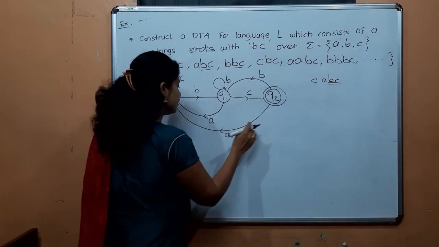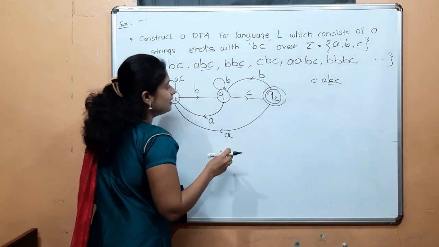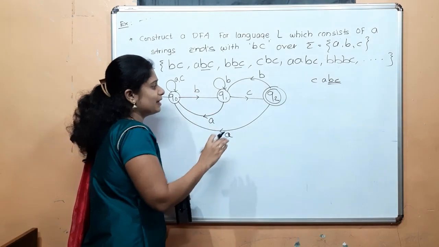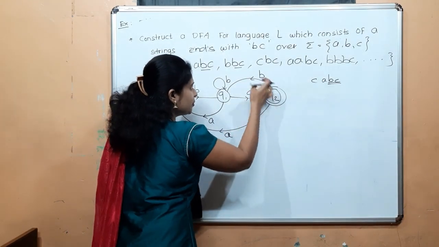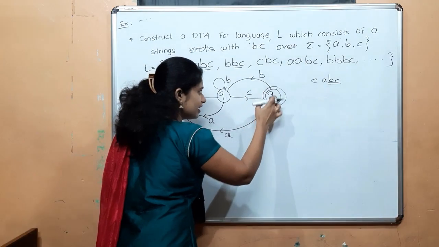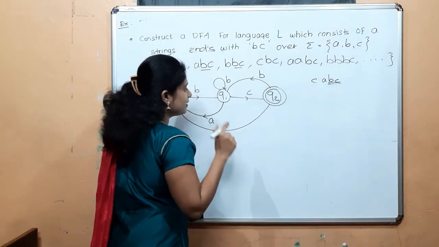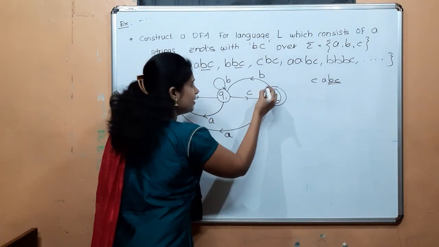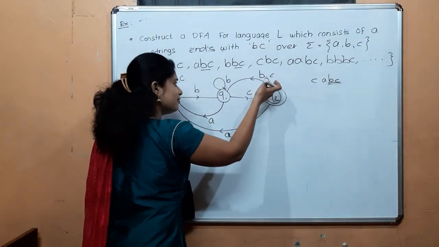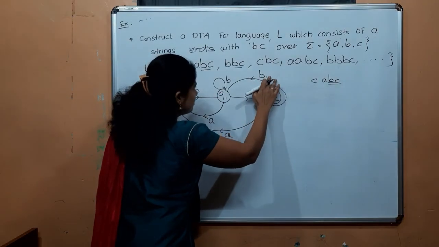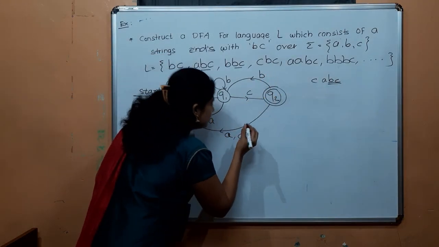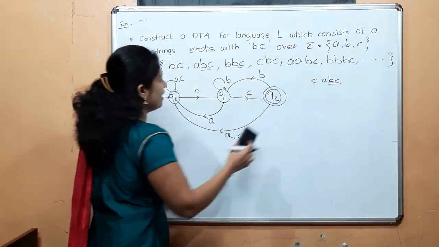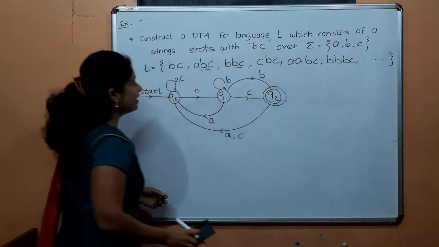Why is B here, not here? Because we can choose the minimum path or shortest path. See here, C, B, C. Okay, we can get the final state. After that, if C occurs after C, then if I give C here, it ends with CC, which is invalid. Then we can give the C here, C, B, C. Okay, this is the transition diagram for a string that ends with BC.